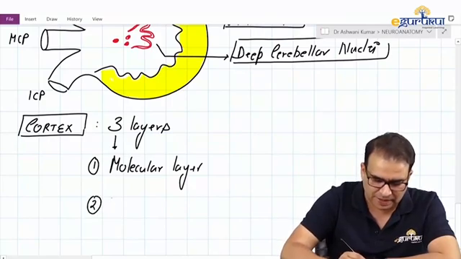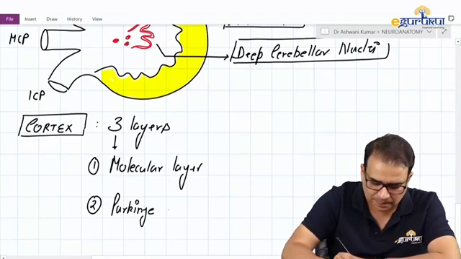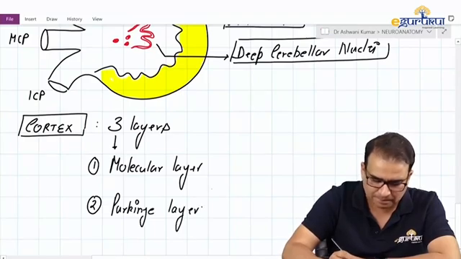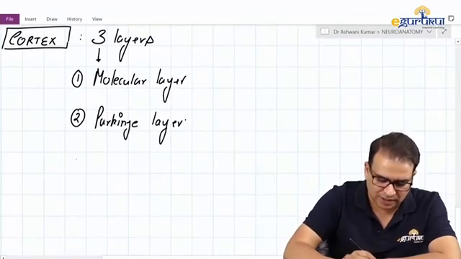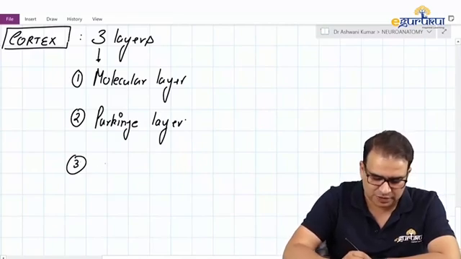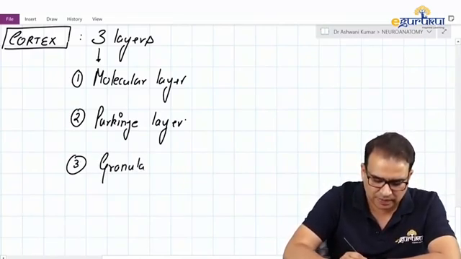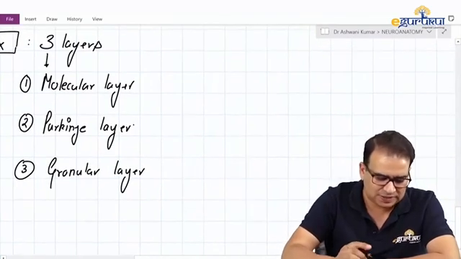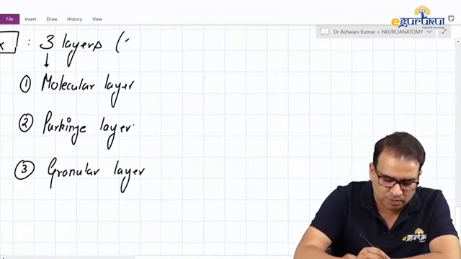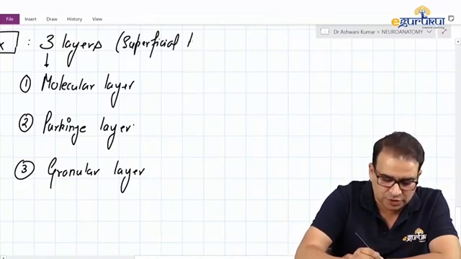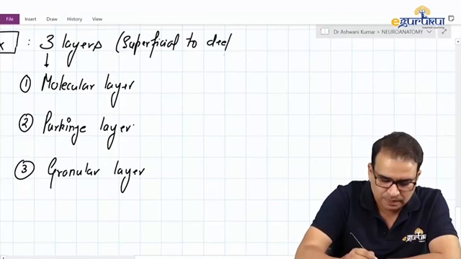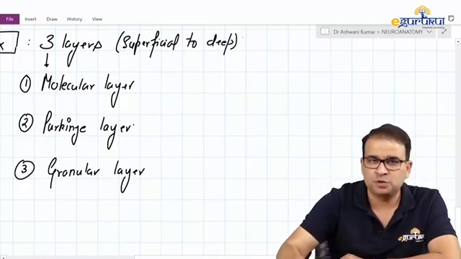Then we have a middle layer made up of Purkinje cells, so we call it Purkinje layer. And then we have an inner layer which is made up of granule cells and other things. So we call it granular layer. It looks granular in appearance, so we call it a granular layer. So these are the three layers of the cerebellar cortex, and we are talking about these layers from superficial to deep.